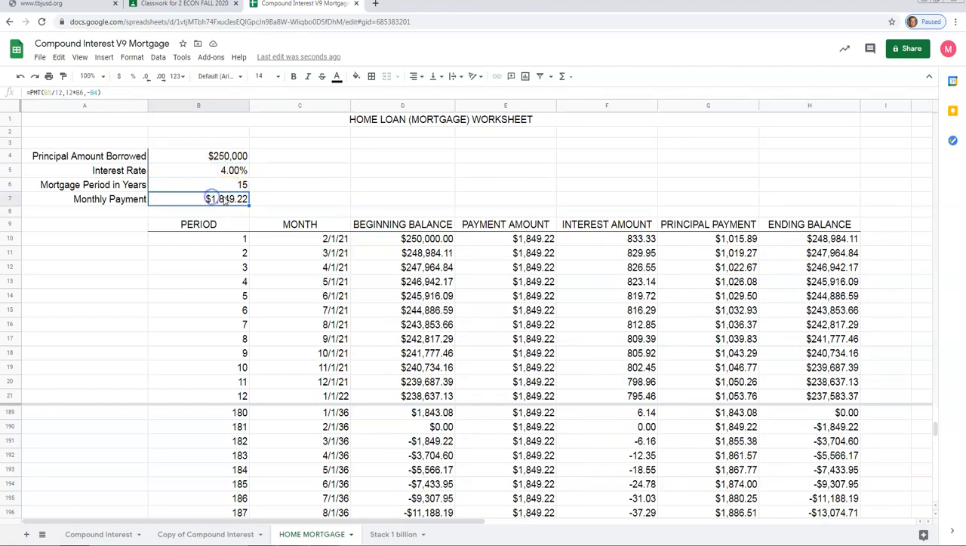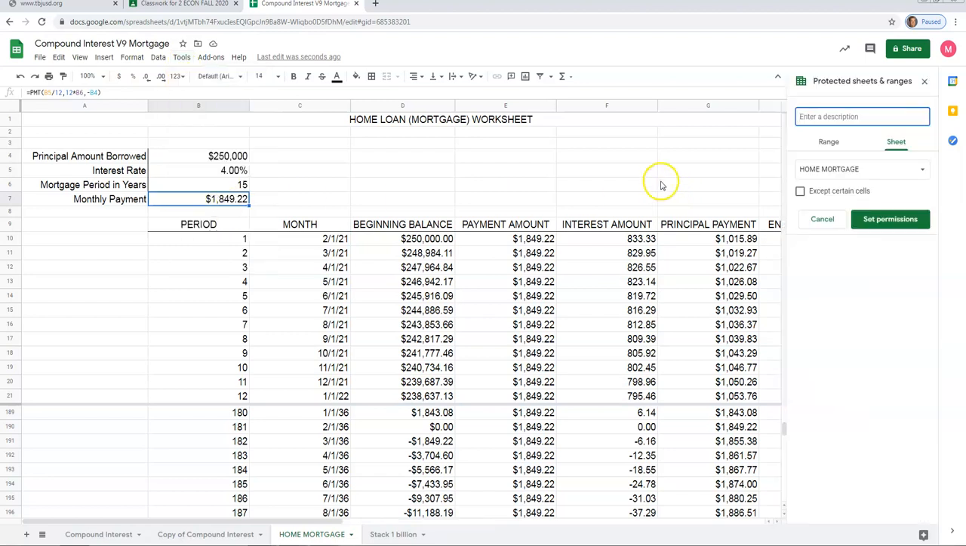What we want to do is make sure that this particular cell is protected. We can change these, no problem, but this one, we don't want to make a mistake. So we can protect it, and here's how you do it. Select that cell, come up to Tools, click Protect Sheet. Then you can give it a description, and I'm going to call that the payment cell. We want to select a range, not sheet. We don't want to protect the whole sheet, just the range, which is that cell right there, B7. Then we can set permissions.